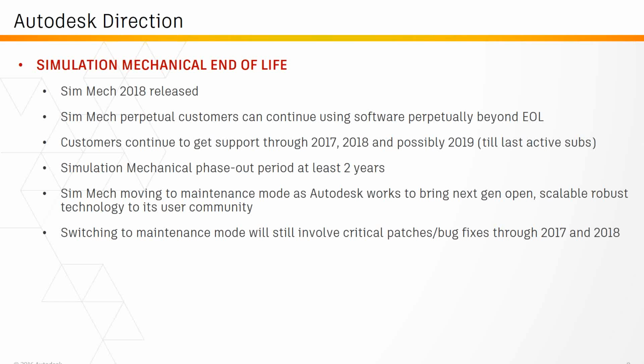So you can take advantage of that, more of a transition period than a hard stop period. We'll be phasing it out. So phasing out, not hard stop, over at least 2 years. So you at least have 2 years to work with that. And then we'll be moving to maintenance mode as we work to bring these next generation innovations and products to the forefront, to the user community. So we will still be getting some little patches, some little bug fixes within Simulation Mechanical via the maintenance mode over the next couple of years, while we are driving the other product development as well.